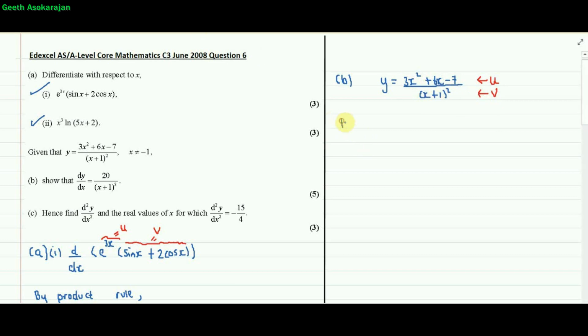And let's use our quotient rule. So by quotient rule, so let me write down the rule. So d by dx of u over v, so that being v du over dx minus u dv over dx, all divided by v squared.